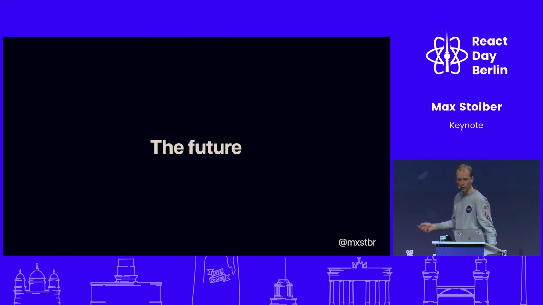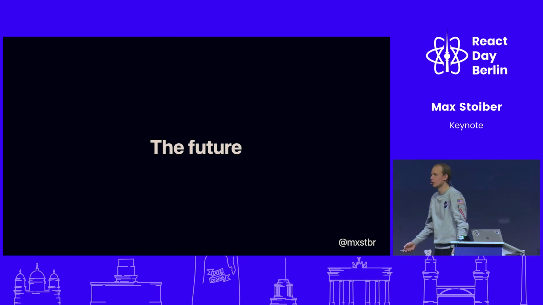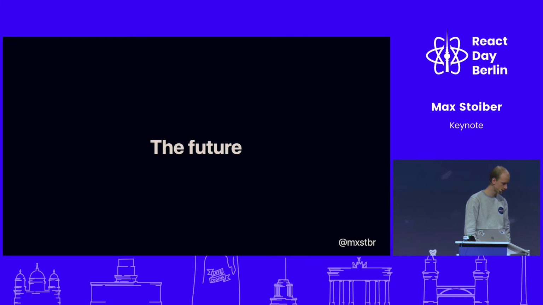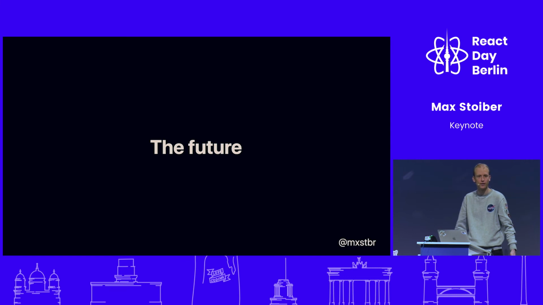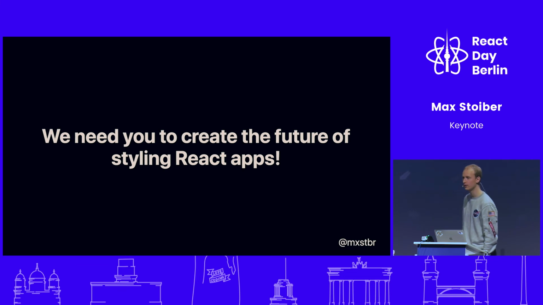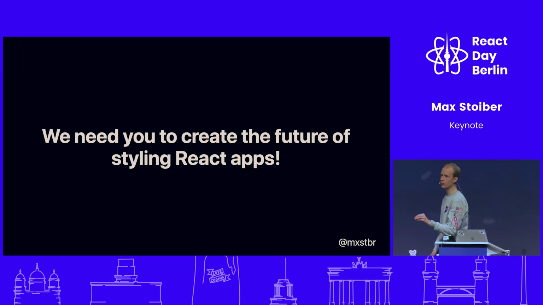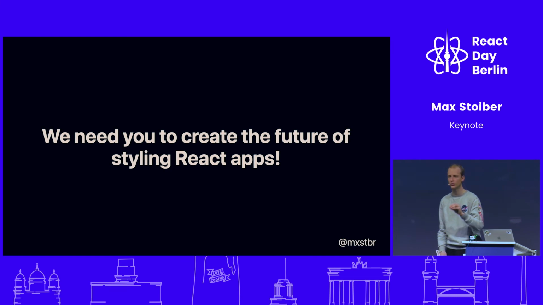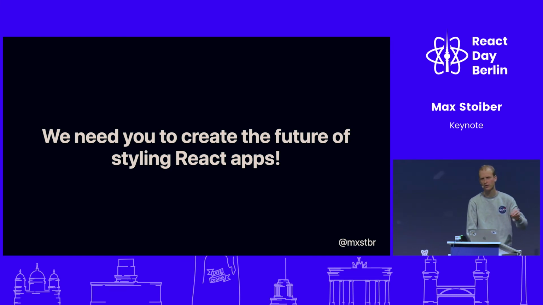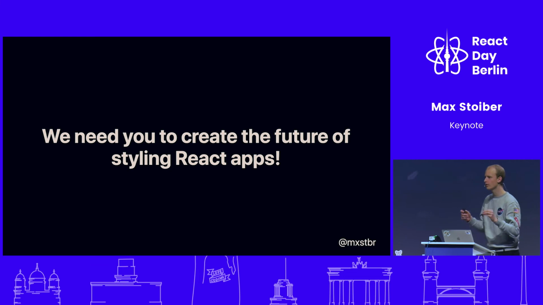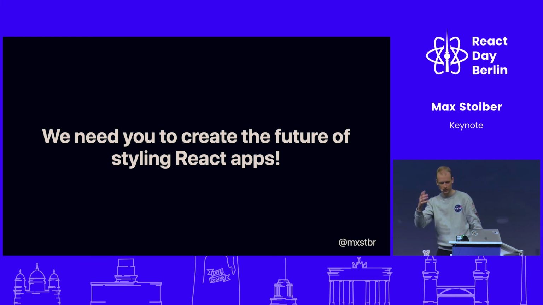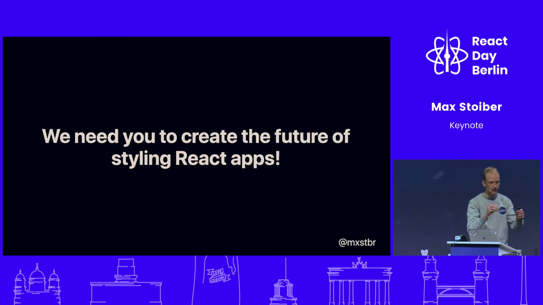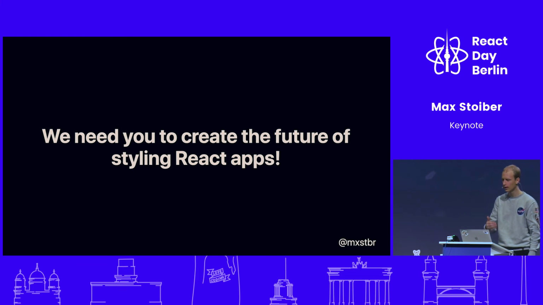Now, where do we go from here? What's the future of CSS-in-JS? And the honest answer is, I don't know. I have absolutely no idea, which is why we need you to create the future of styling React apps. If you're working on React apps, I'm sure you've struggled with CSS before. I'm sure you've struggled with obscure bugs. If you use CSS-in-JS, I'm sure you've struggled with it too. There are always some edge cases. If you have any ideas, any new things that you want to try, new APIs you think could work, try it out.